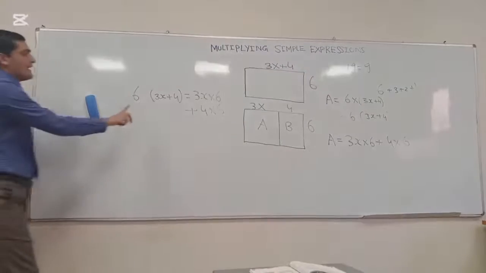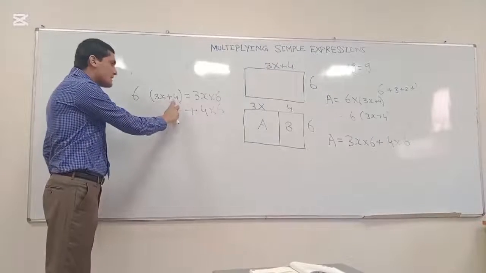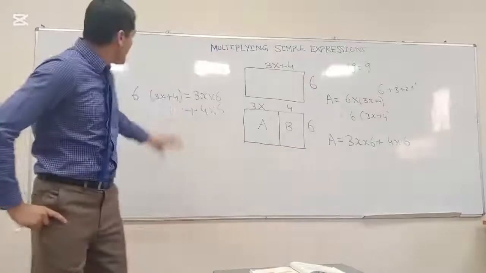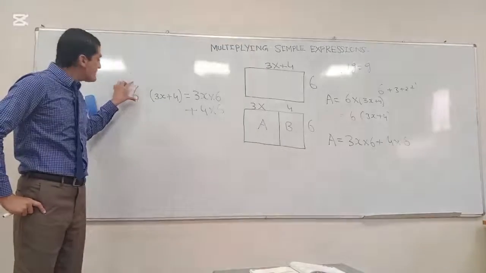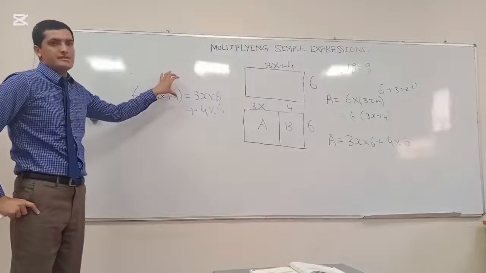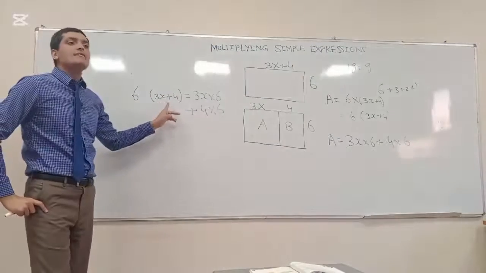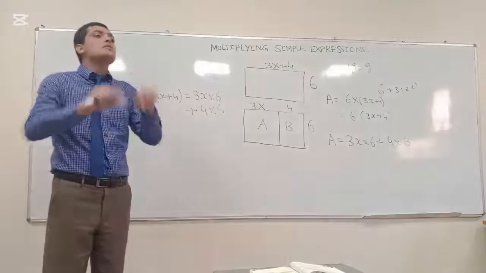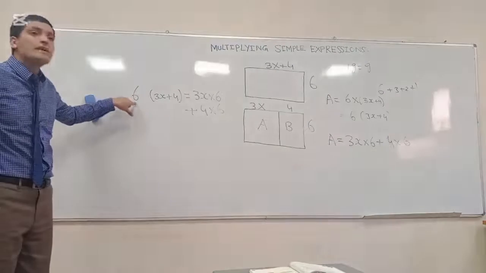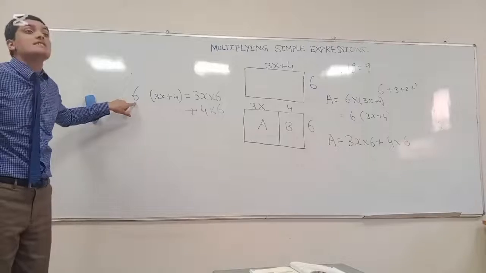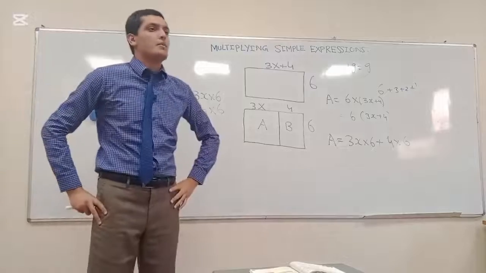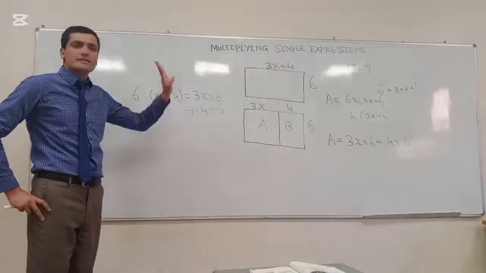Look here. Inside the bracket, one is this term, one is this term, and between them they are joined together with the help of plus. I use the terminology: this is the outsider, these are insiders. Inside there are two terms joined with the plus operation. Outside there is one term, which is 6, and it is combined with this whole expression with the help of multiplication. Now, this thing is equal to this thing.